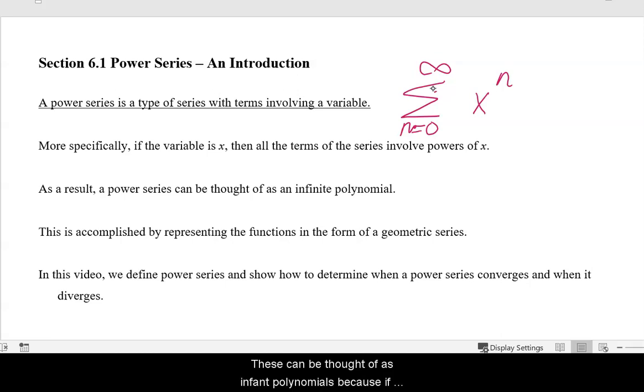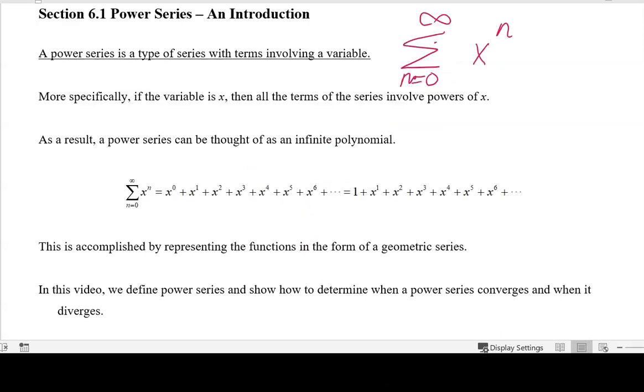These can be thought of as infinite polynomials because if you were to stretch this out into multiple terms, you would see that it is in fact just like an infinite polynomial. Let me represent that for you now. You'll see that I have inserted the representation of the power series that I wrote up above here in hand, and I typed it out for you here in the center.